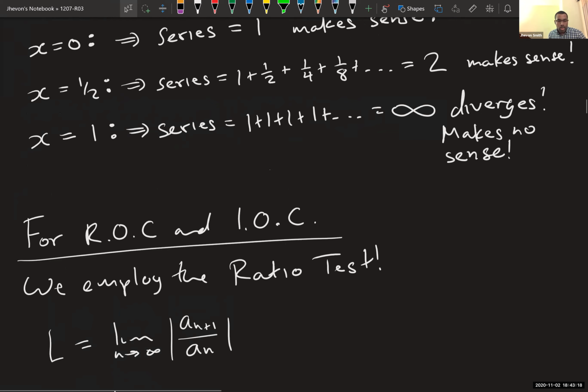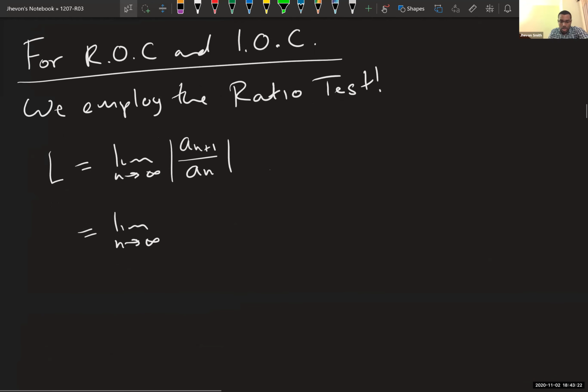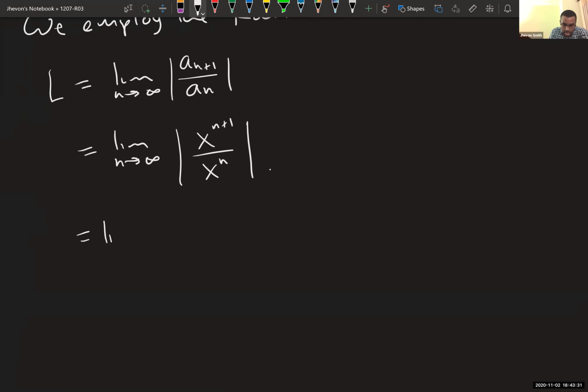What would that look like here? Well, my series is x to the n. So I'm literally going to plug in x to the n plus 1 divided by x to the n. That's not so bad. That's going to simplify to just x. Now remember, the limit is for n. So what is the limit of the absolute value of x as n approaches infinity?